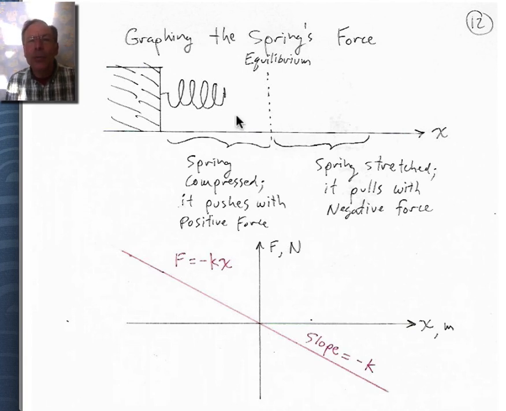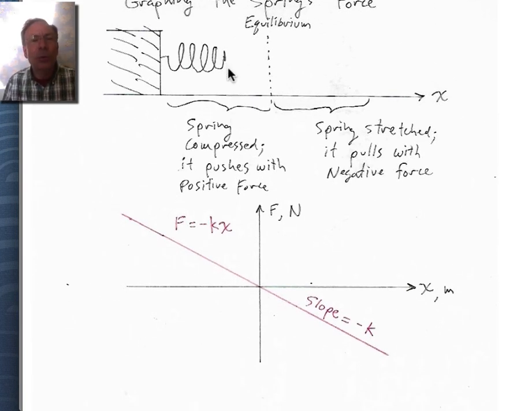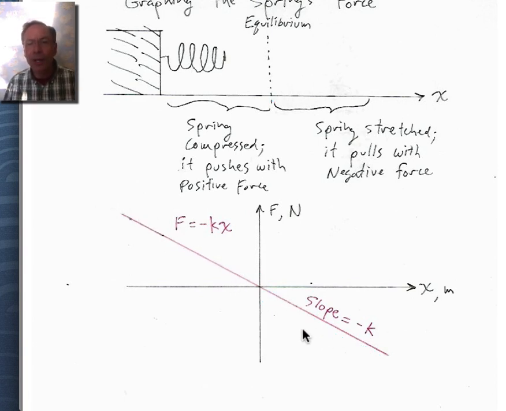Okay, one last thing that I want to talk about in this last slide is graphing the spring's force. So what we're going to do is make a graph of the restoring force, the spring's force. Here, this equilibrium position, which is x equals 0, and according to Hooke's law, the force at equilibrium is 0. So this line is at 0. When the spring is compressed, it's pushing to the right, and so you have positive forces here. And when the spring is being stretched, you have negative forces. And the slope of this line is negative k. K, remember, is the spring stiffness.